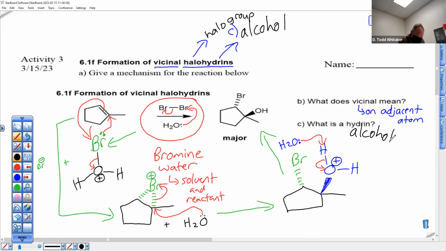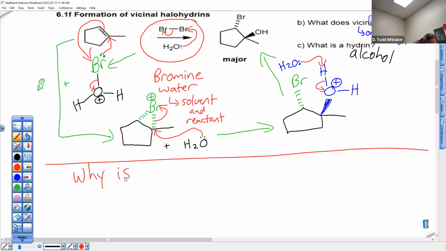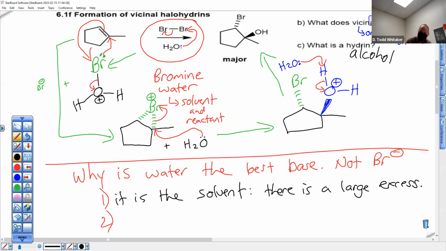Yes. Okay, and one last thing here. Why is water the strongest, the best base to use? It's not really part of the quiz, the activity. The new question, water, the best base, not Br minus. One, it is the solvent. Two, there is a large excess, always for solvent, right?